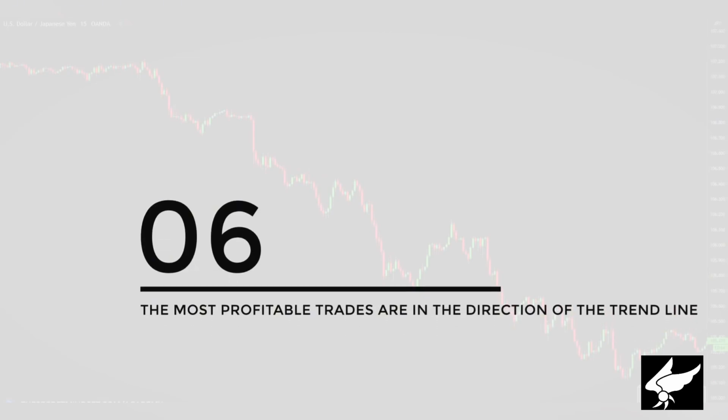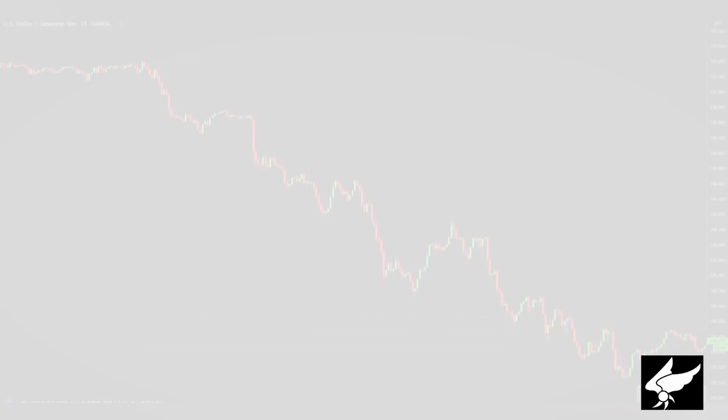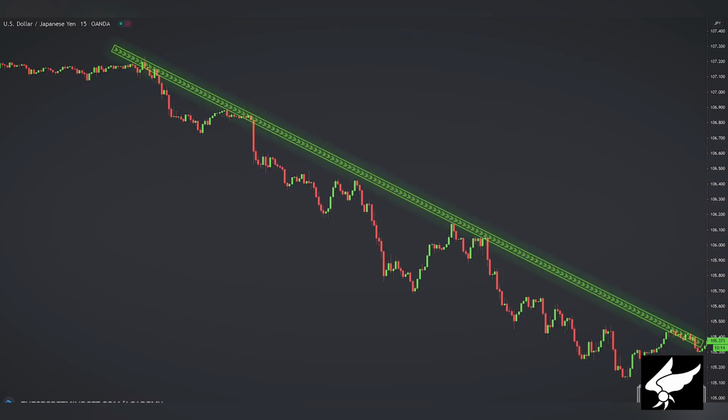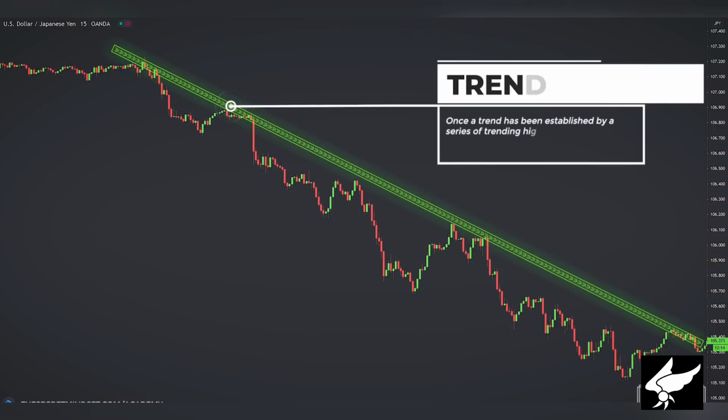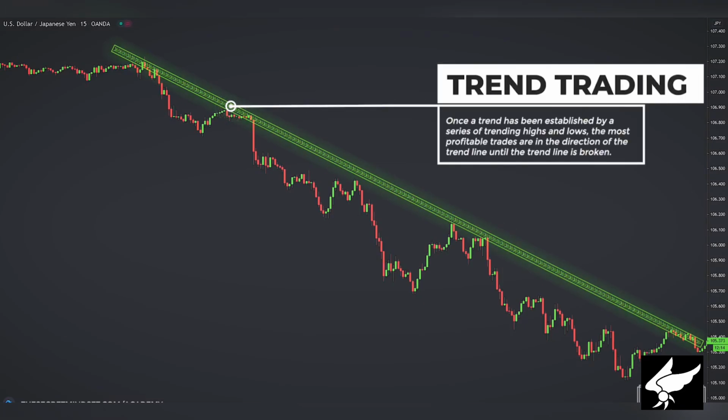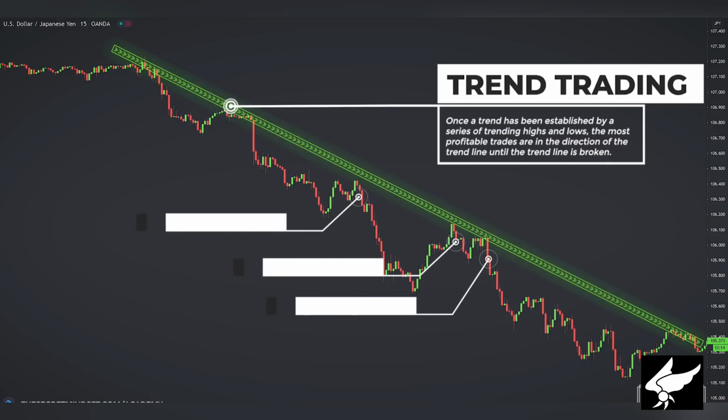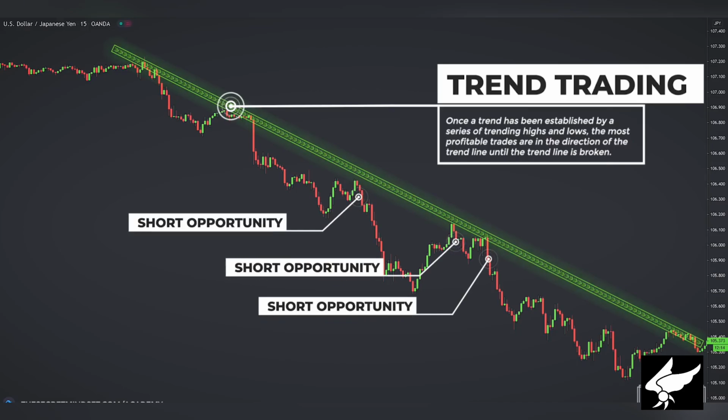Number 6. The most profitable trades are in the direction of the trend line. Once a trend has been established by a series of trending highs and lows, the most profitable trades are in the direction of the trend line until the trend line is broken. Every time the market pulls back to the area around the trend line, even if it undershoots or overshoots the trend line, look for a reversal from the trend line and try to enter in the direction of the trend.